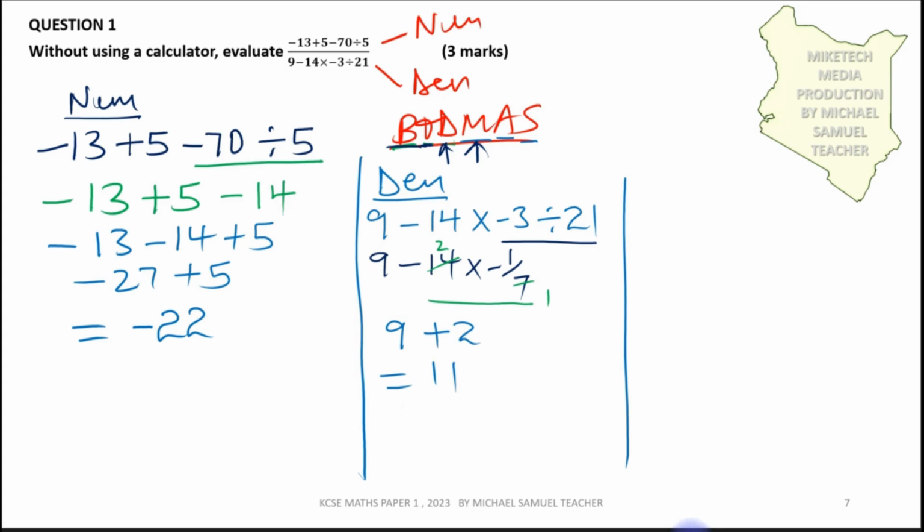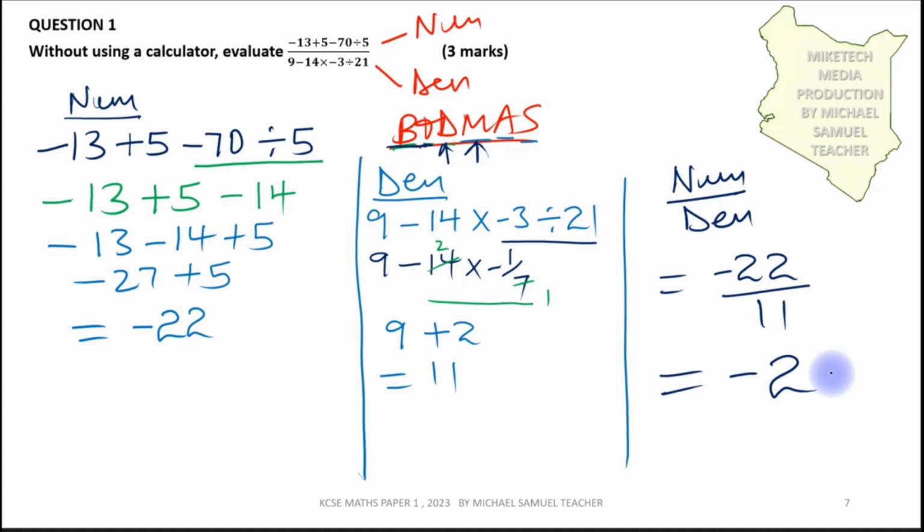So the last part we do is now we combine the numerator, we divide by the denominator, and the numerator is minus 22, denominator is 11. So if we divide, we get minus 2. So that is question 1. We move on to question 2.